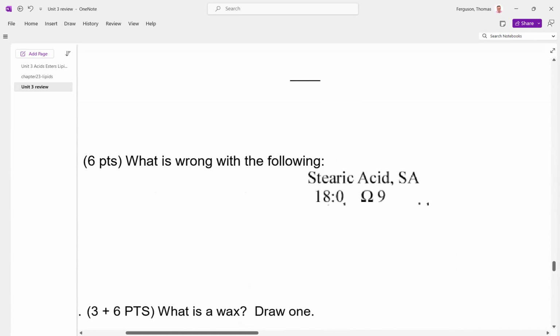Okay, so what's wrong with the following? What does omega-9 mean? Starting at the terminal end, we go in 9 carbons and there's a double bond. What does that mean? There are no double bonds, right? So that means this is an omega null set, or just no omega at all. Stearic acid is 18 carbons, no double bonds, found in animal fat.